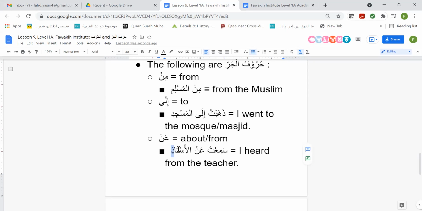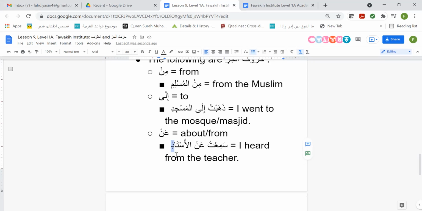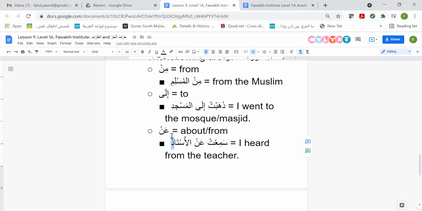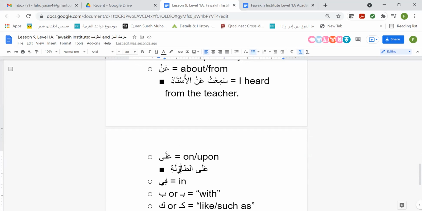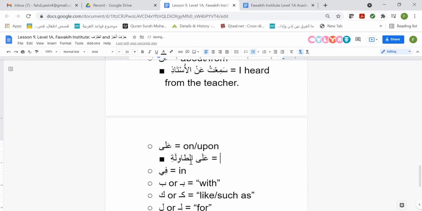I just want to make sure that the concept is clear, okay? So remember that for a singular, it's a kasra at the end. So I'm saying sami'tu anil ustadi, the teacher, okay? So an makes something into the state of jar. Ala as-sawa ala tawilati, okay? On the table or upon the table, either one.